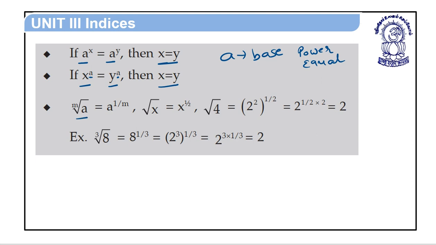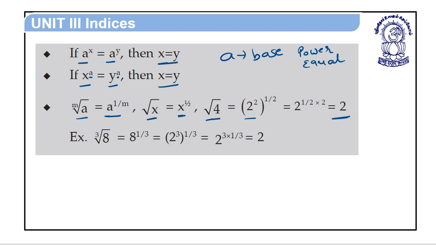The m-th root of a is equal to a raised to 1 by m. Root x is equal to x raised to 1 by 2. Take the example root 4. Root 4 means 4 is 2 square, and whole raised to 1 by 2. 2 into 1 by 2, the 2s cancel. So 2 raised to 1 is equal to 2.